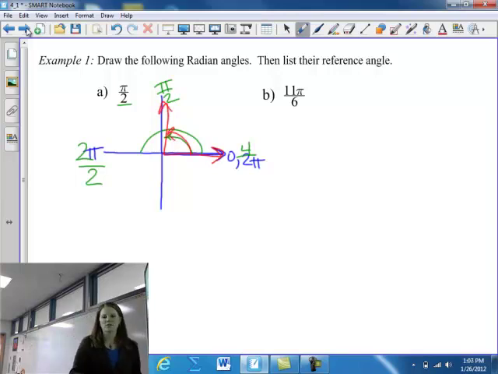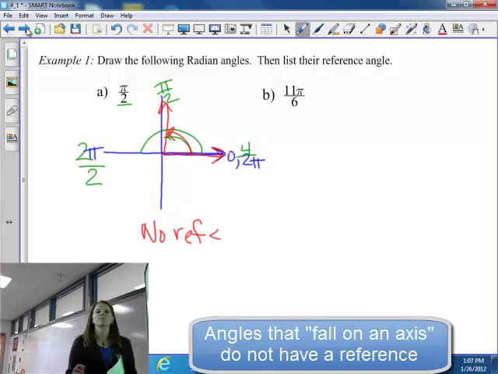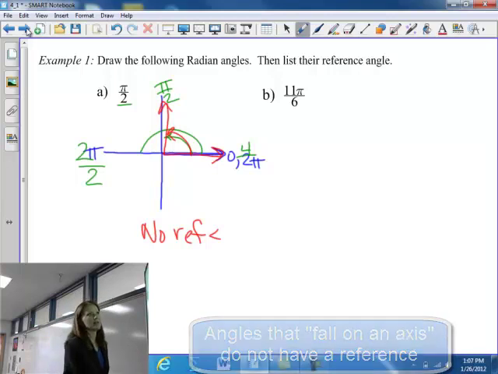Okay? Now, we talked reference angles just a second ago, and we need an acute angle. Well, if I try to get back to the x-axis, that's 90 degrees. So that's not an acute angle anymore. So this one doesn't have a reference angle. We'll deal with that later. So anytime you're on the axes, you don't have a reference angle? Correct. All right, let's talk about 11 pi over 6.